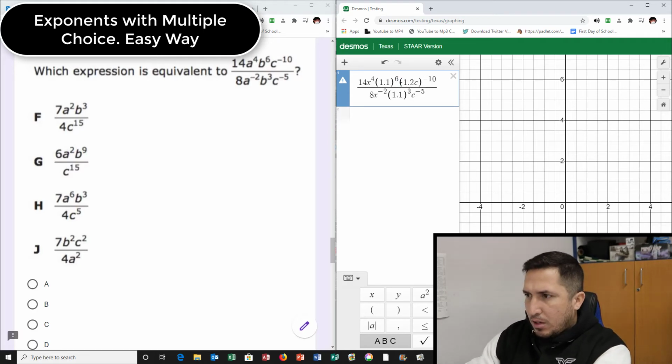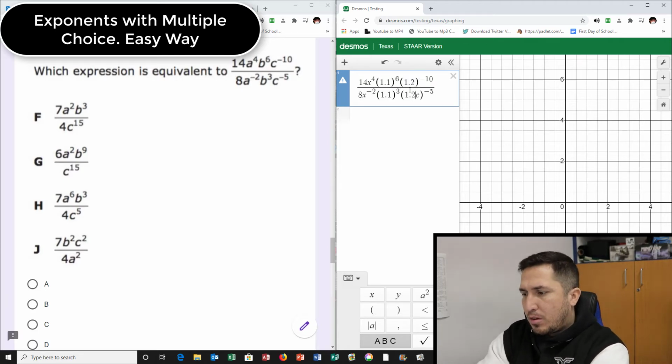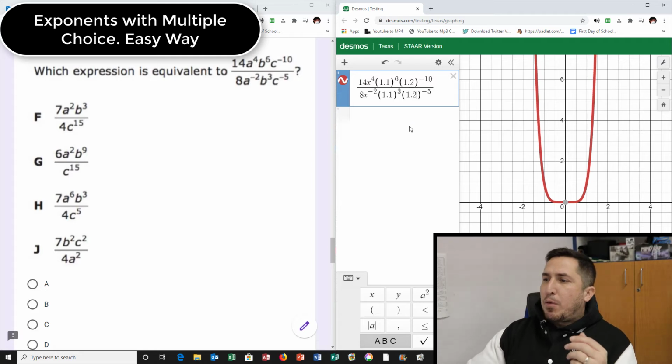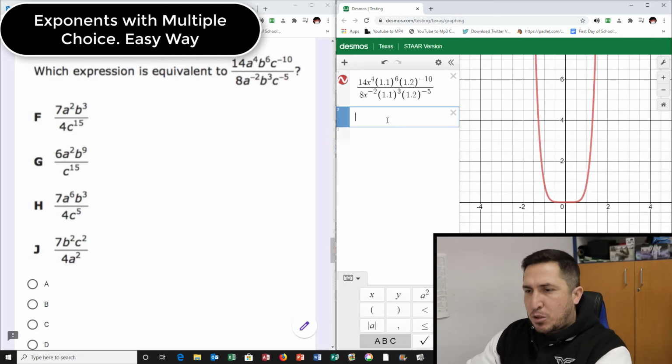1.2. Close it. Take the C out. 1.2. There we go. Now I have a picture. There it is. Now I type in choice F. Let's see how choice F looks.